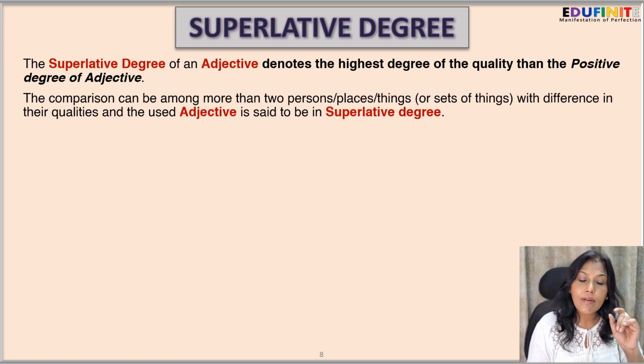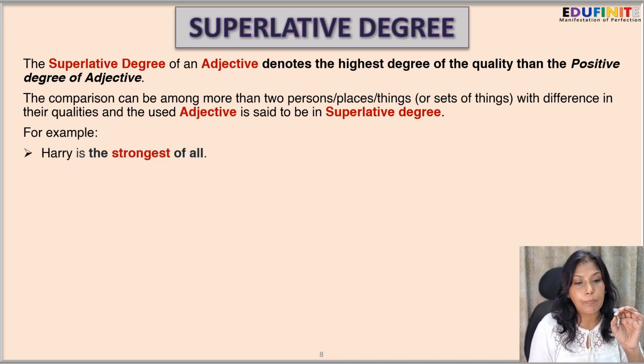Next, the comparison can be among more than two persons, places, or things. So it has to be more than two persons. That means three or more. Or maybe a set of things or group of things with difference in their quality. So there should be a difference in quality. They cannot be the same. And the adjective used is said to be in superlative degree.